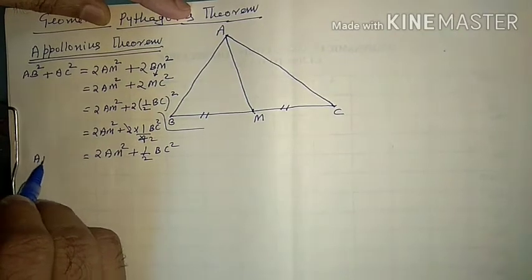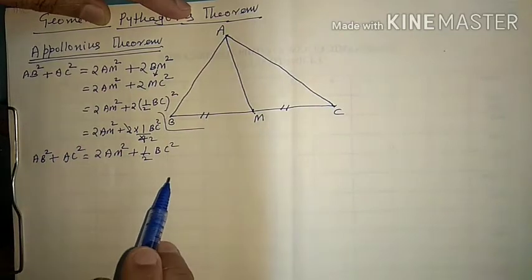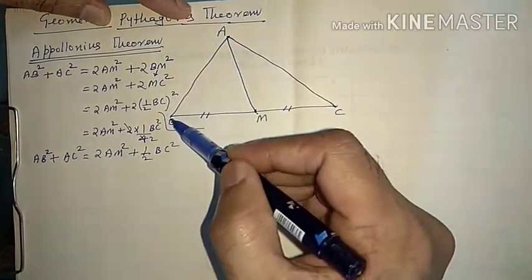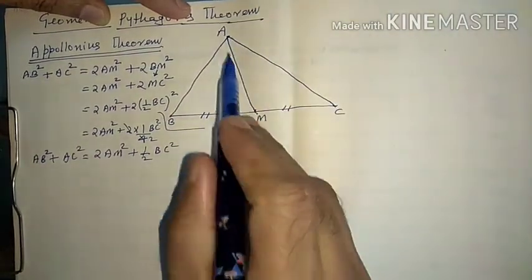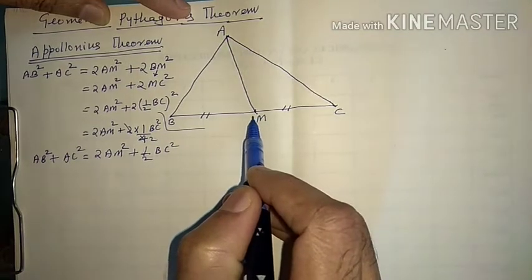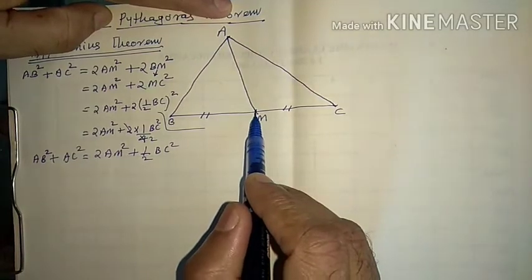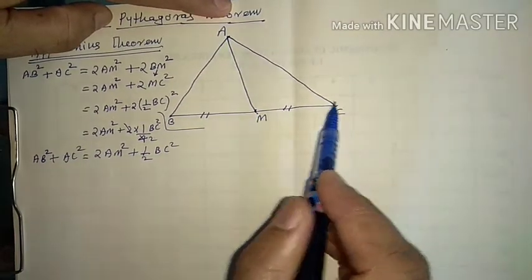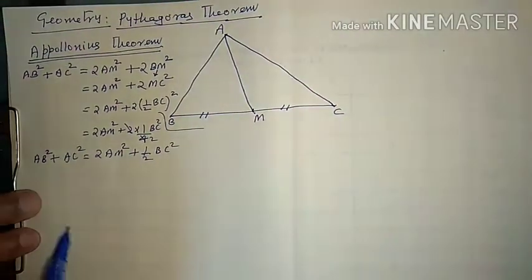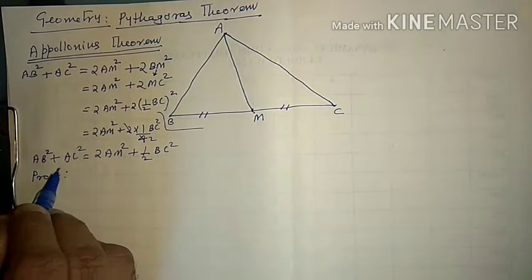In this way also we can prove AB square plus AC square. Apollonius theorem means AB square plus AC square is equal to twice AM square, the median square, plus 2 times BM square, or the second part is 2 times MC square, or the second part is half of BC square. That is the Apollonius theorem. Now we go for the proving part. So, proof.